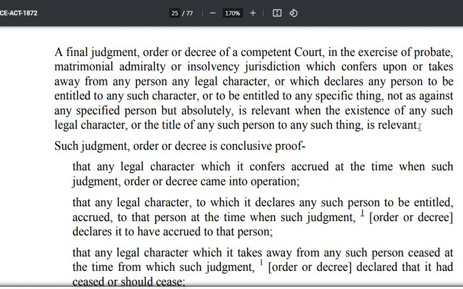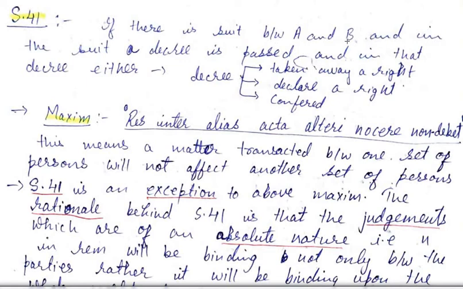Now what they are talking about is, suppose there was a suit between A and B, and in that suit a decree was passed, and the decree either has taken away a legal right from either of these parties, or it has declared existence of a legal right, or it has conferred a legal right upon a party. या तो इस डिक्री में either of these parties the right has been taken away, or the right has been declared to be existing, or it has conferred the right upon that party, and that right may be a personal right, or the right may be with respect to some object, property or thing.